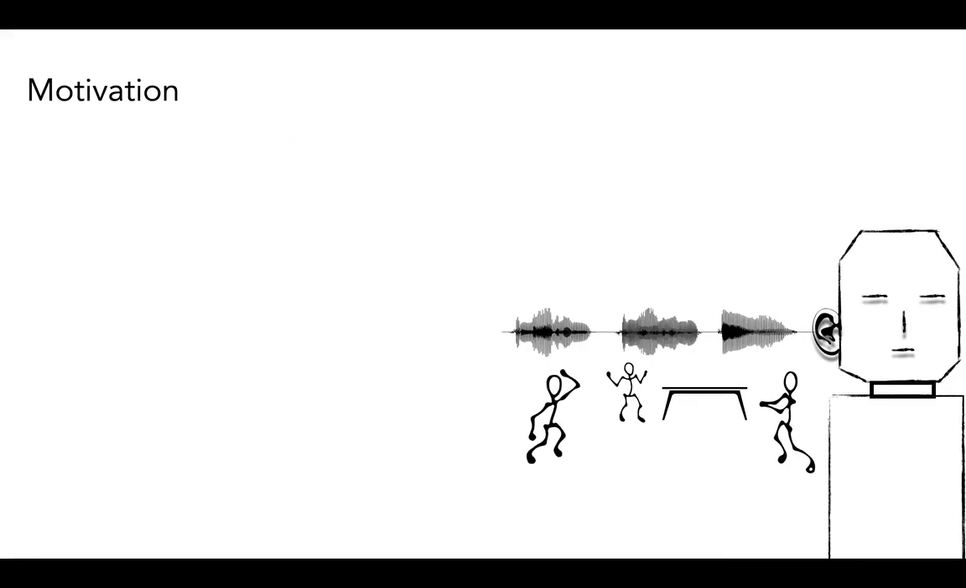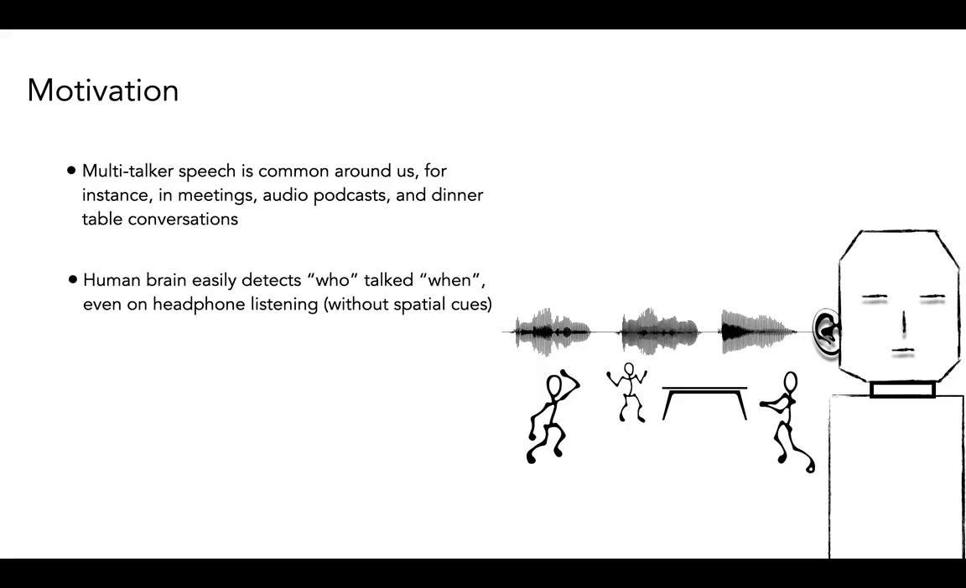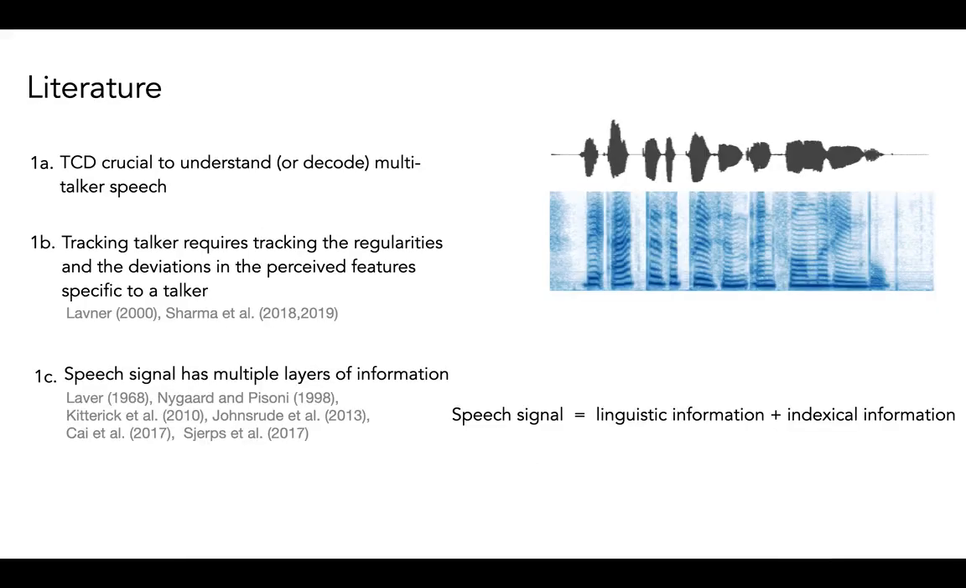The motivation for the work stems from three observations. Multi-talker speech is common around us, for instance, in meetings, audio podcasts, and dinner table conversations. Yet the human brain easily detects who talked when, even on headphone listening, without spatial cues. In contrast, machine recognition of multi-talker speech is challenging. The word error rate is high compared to single-talker speech recognition. The literature states that talker change detection is crucial to understand or decode multi-talker speech signals.